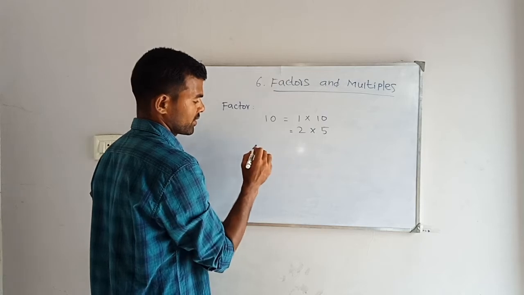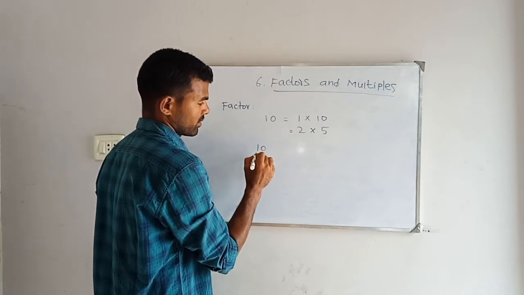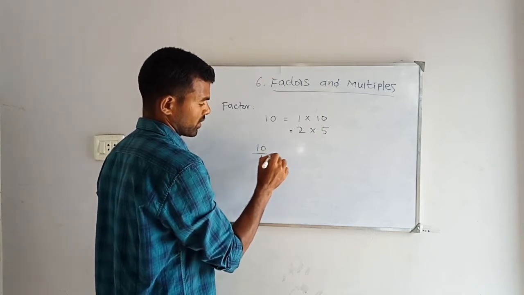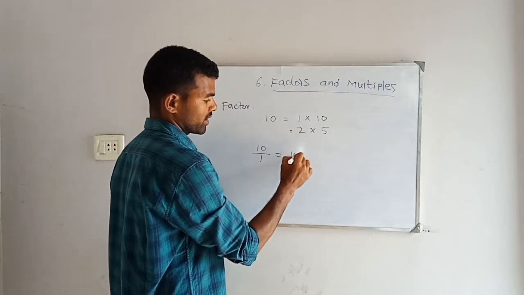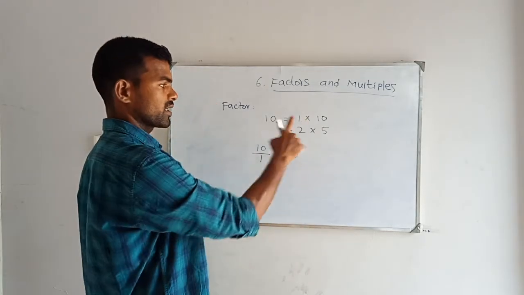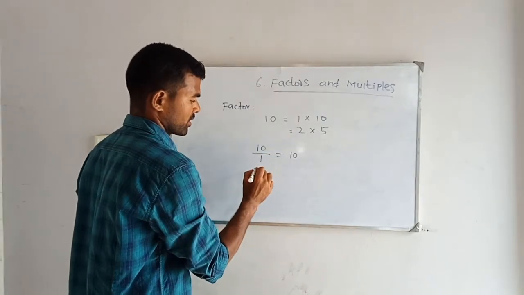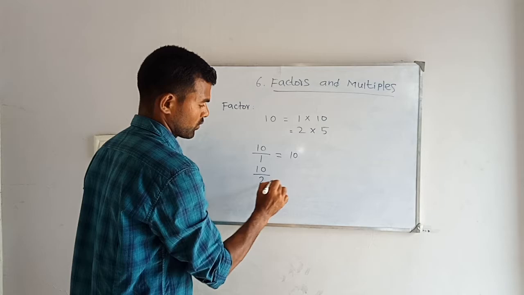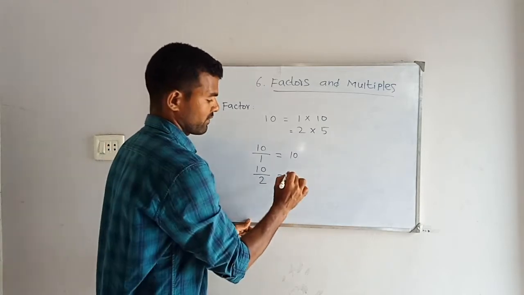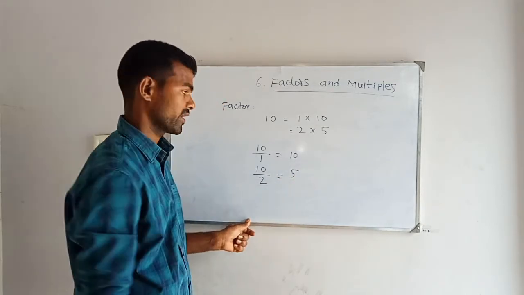Let us see here, 10 divided by 1. How many times can you divide? 10 times. Exactly, it will divide. The factors will divide the number exactly. In the same way, 10 divided by 2. How many times does it divide? It divides exactly 5 times.